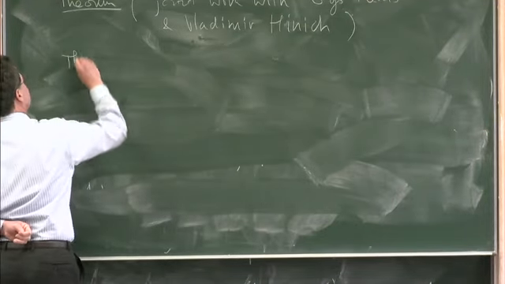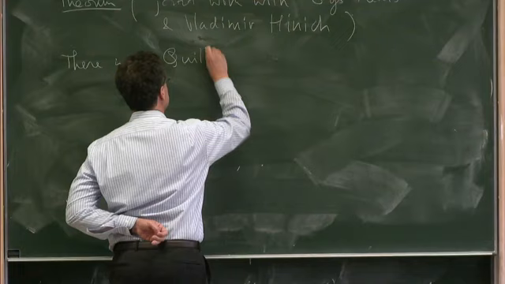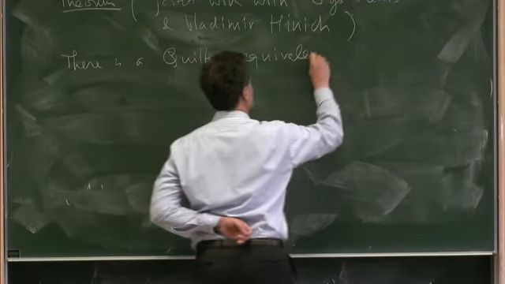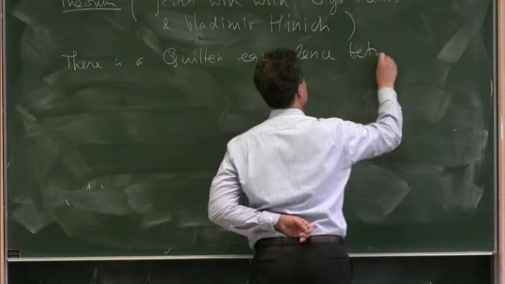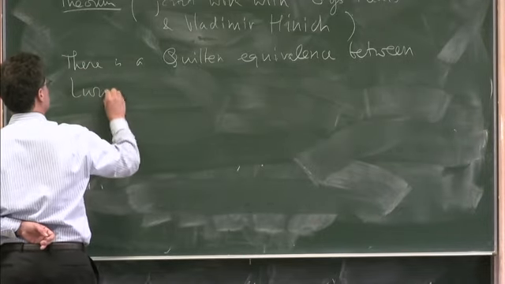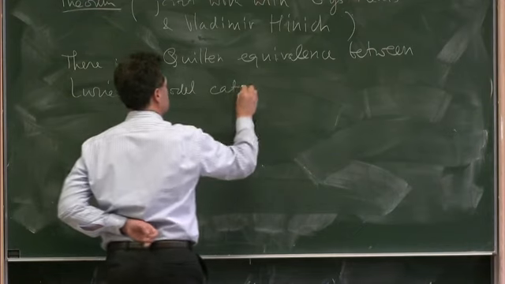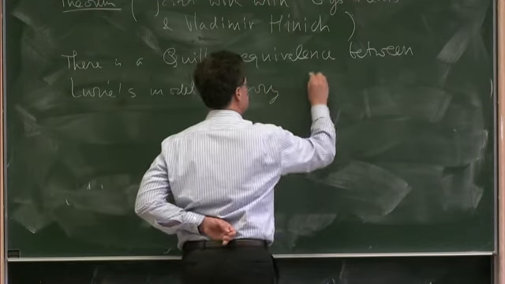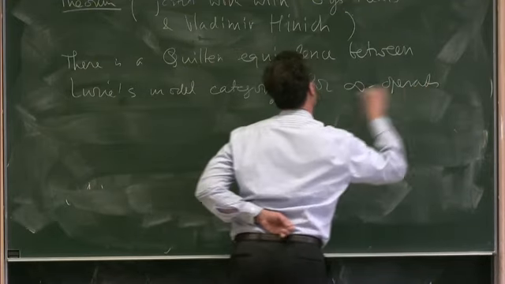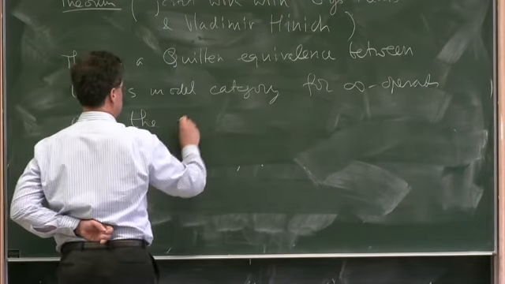So there is an equivalence between Lurie's model category for infinity-operads and the dendroidal one.